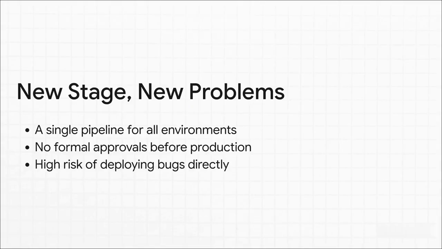But that initial magic starts to face reality pretty quick. That simple pipeline you built might be deploying straight to a dev environment, or even worse, maybe it's going right to production. There are no formal approvals, no safety nets. The risk of a bug slipping all the way through is just incredibly high. It turns out simple automation isn't quite enough when you're doing serious production-level work.